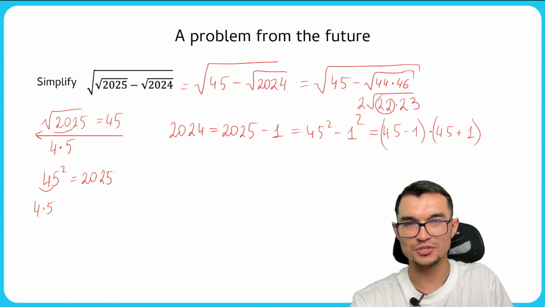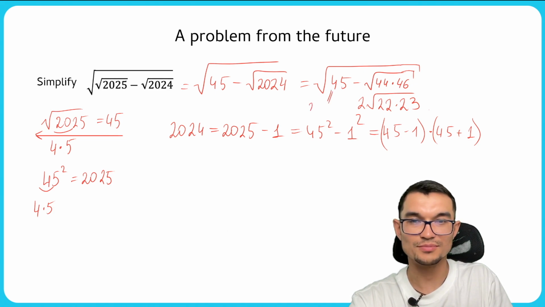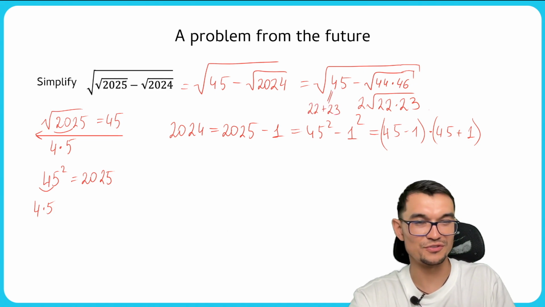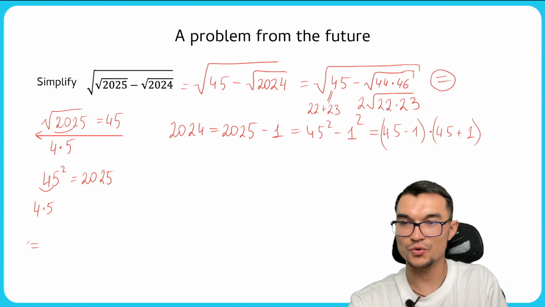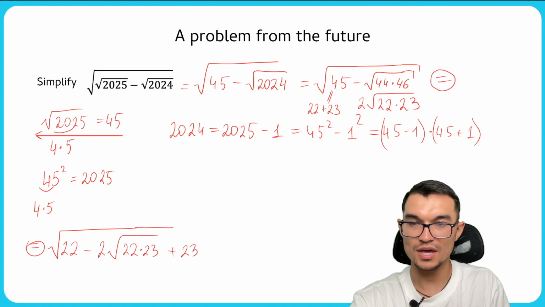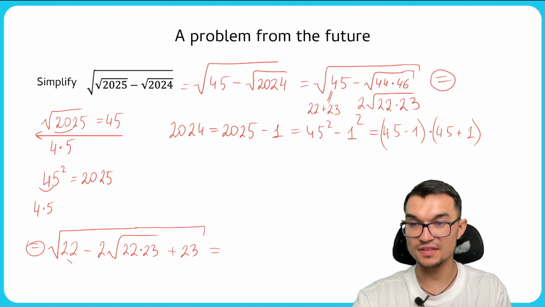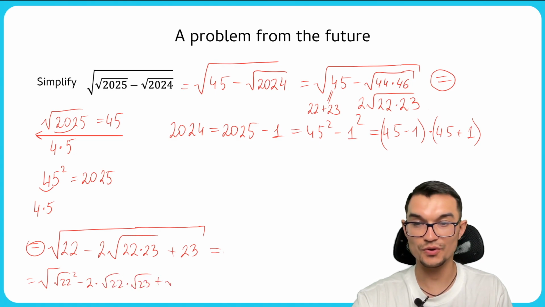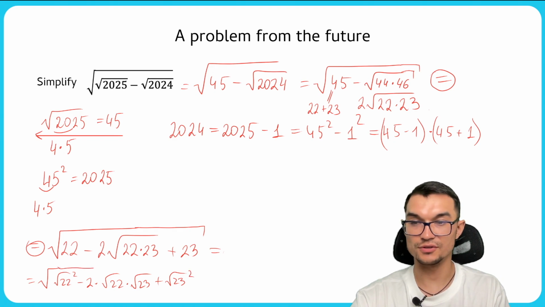Now, what are these numbers, 22 and 23? Notice that they add up to 45. What a beautiful coincidence. So now we just have the square root of 22 minus 2 times the square root of 22 times 23 plus 23. So we have to simplify that. And if we look closely, then this is a perfect square because 22 is the square root of 22 squared and 23 is the square root of 23 squared. So we have the square root of the square root of 22 squared minus 2 times the square root of 22 times the square root of 23 plus the square root of 23 squared. And it is all under a root sign.